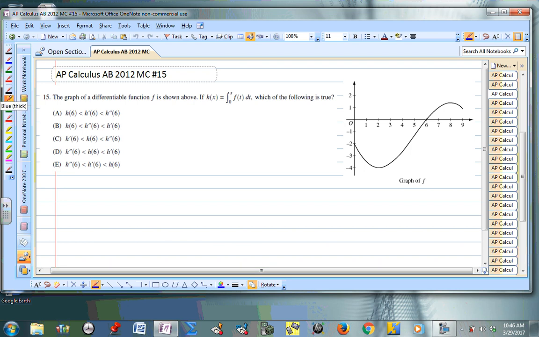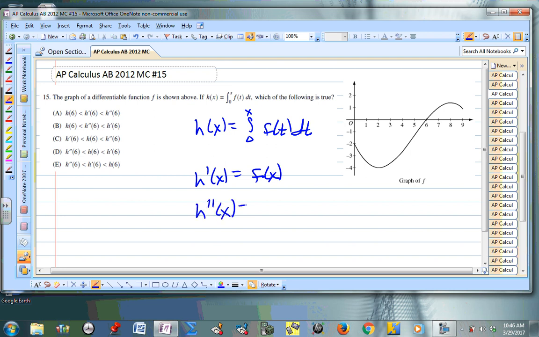For starters, just copy down how h is defined: the integral from 0 to x of f of t dt. And that means h prime of x is going to be f of x, and h prime prime of x will be f prime of x. So now we can use the graph of f to discuss values of h.